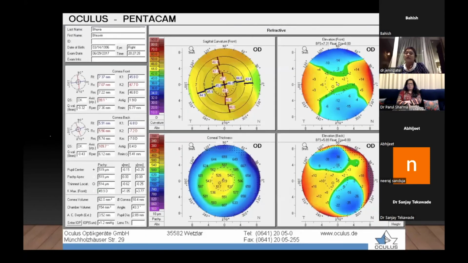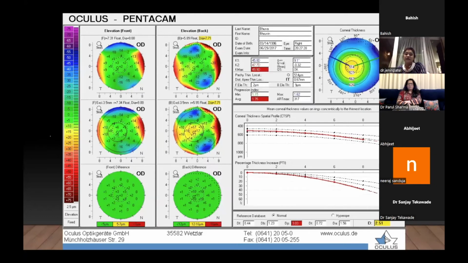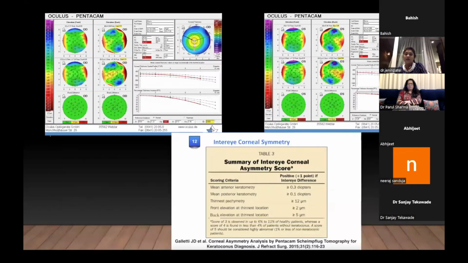So this is the other eye of the patient that you want to compare. And these are the same findings that we see in the other eye as well. We do an inter-eye corneal asymmetry score for this patient, and this patient could be kept as a suspicious case for refractive surgery.